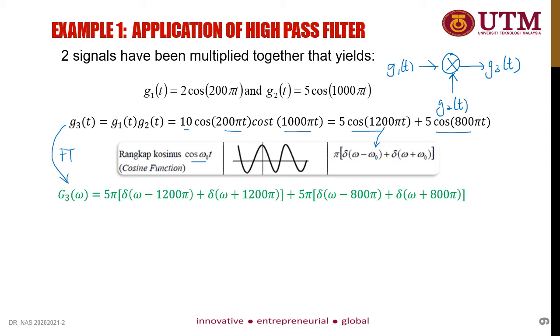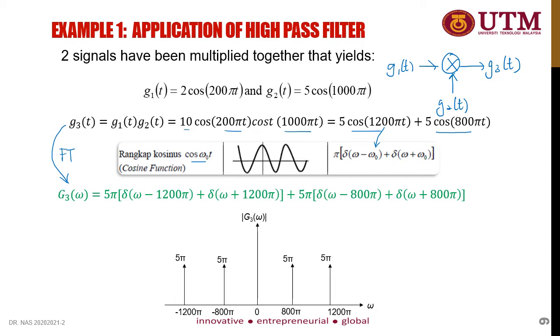So you have components in both positive and negative frequency for different frequencies. In this case, you have 1200 pi and 800 pi frequencies. So in terms of spectrum, you notice that you have negative 1200 and positive 1200, and the amplitude is 5 pi. And the next one you have 800 and negative 800, and the amplitude is 5 pi as well. So this is the spectrum of the output signal.